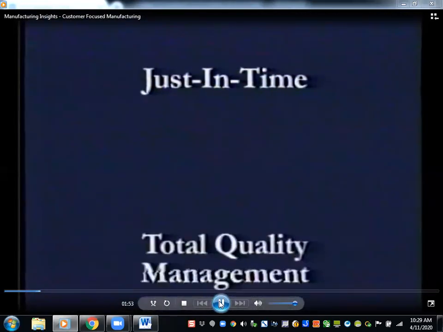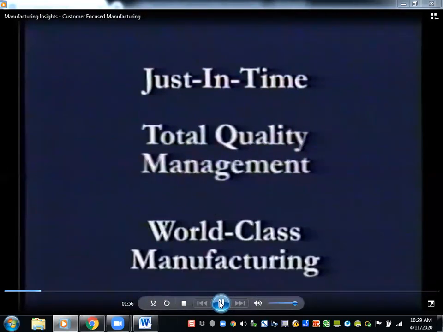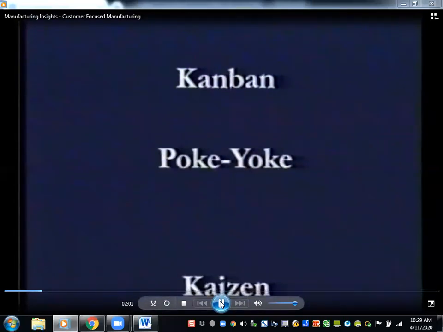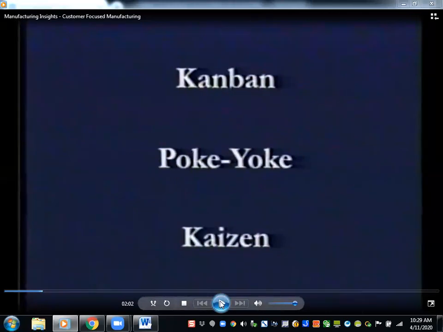Just in time, total quality management, world class manufacturing, Kanban, Poka-yoke, Kaizen. I hate to mention this, but today the crisis which we are living through, the COVID-19 crisis, to a great extent, we are going back in history and we are facing the same hardships that we faced decades ago when the recession hit and work was being outsourced to China, and then we learned from Toyota and we tried to bring back manufacturing.